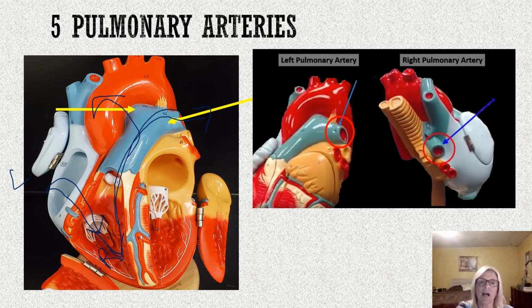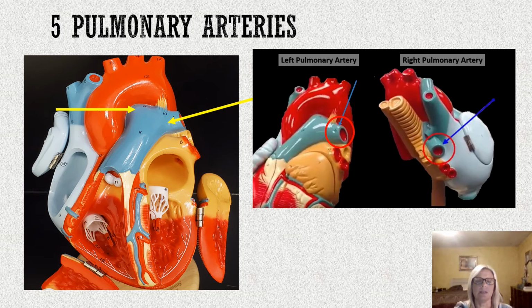So whenever it divides, how do you know the difference there? Where does the pulmonary artery start and where does the pulmonary trunk end? Basically, the trunk is going to be before the division. Then as it divides, that's when it gets the new name, okay?